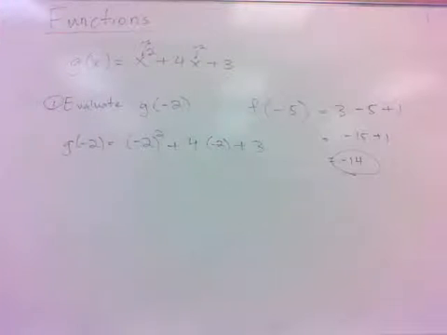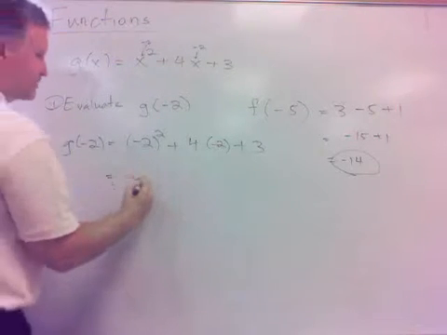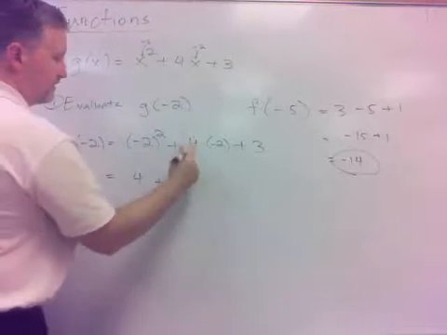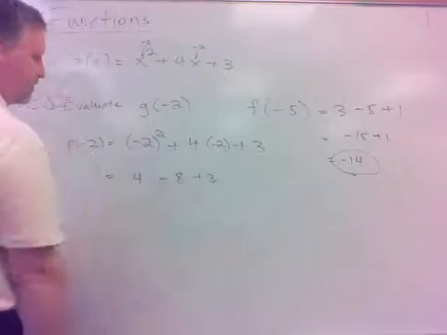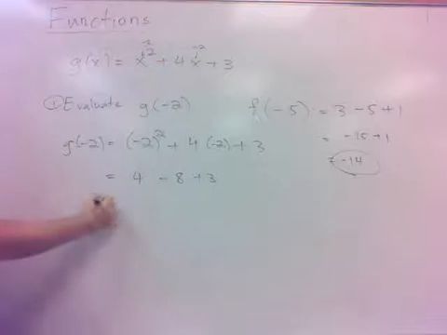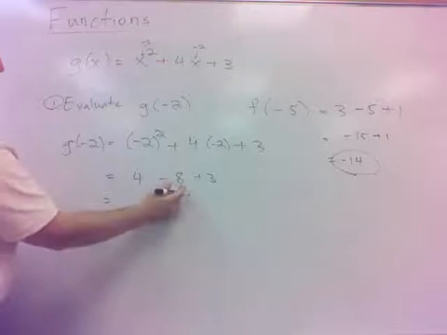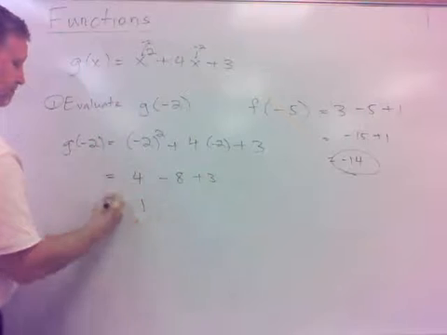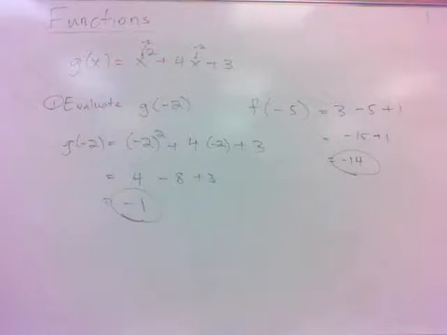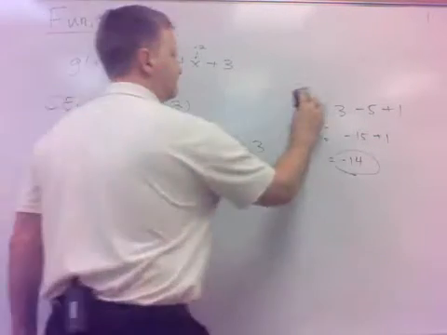Okay? What is negative 2 squared? It's positive 4, yes. I am squaring the negative with that. This one, 4 times negative 2 is negative 8, plus the 3, so you get 4 minus 8 plus 3. So g of negative 2 winds up being negative 4 plus 3, which is negative 1. G of negative 2 is negative 1. All right.